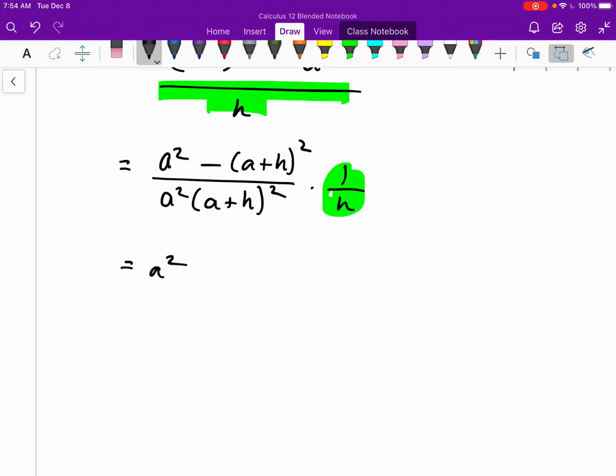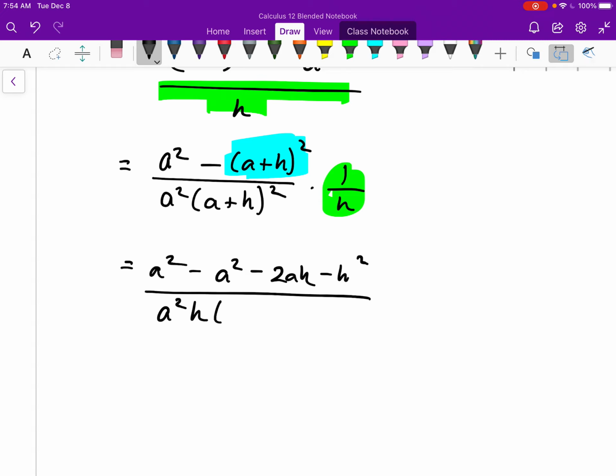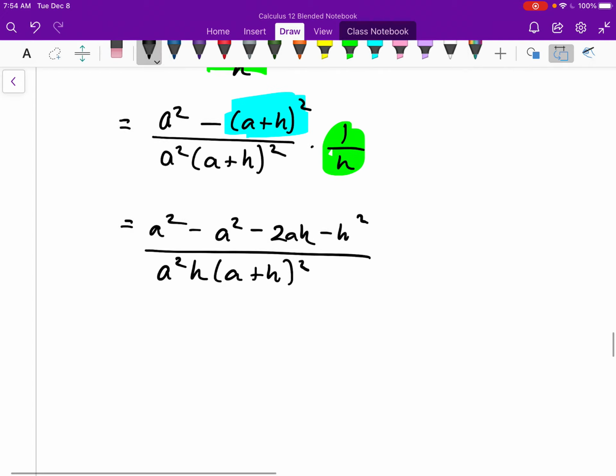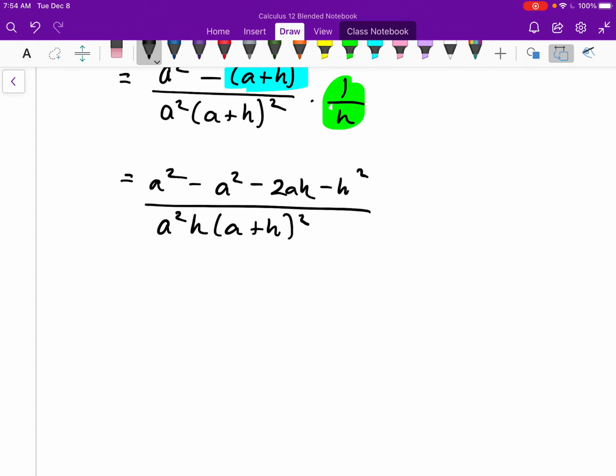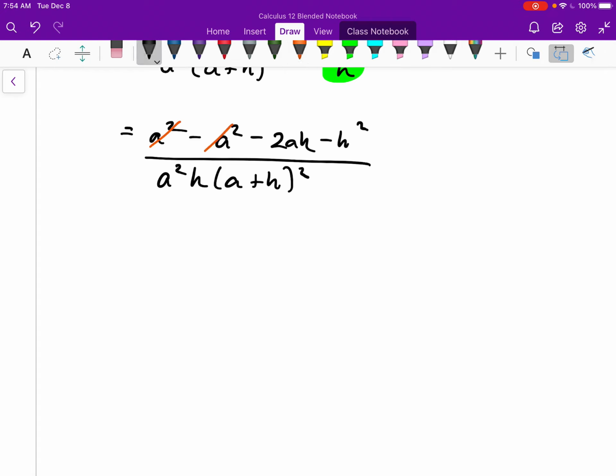So I get a squared minus, and keep in mind this part right here is the same as a squared plus 2ah plus h squared. But I'm subtracting all of this. So while I could put brackets around this, I'm just going to change the signs. And all of this again over a squared times (a plus h) squared times h. Oh, I keep putting it in the wrong spot. And my numerator, notice my a squareds are canceling out. So my numerator is minus 2ah minus h squared.